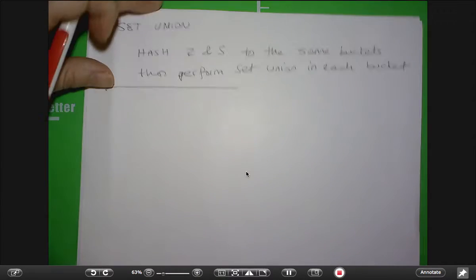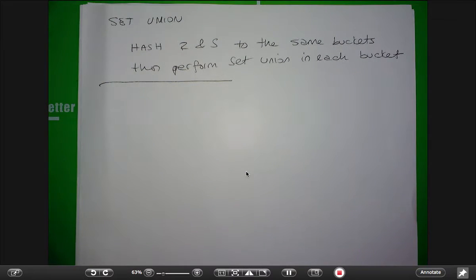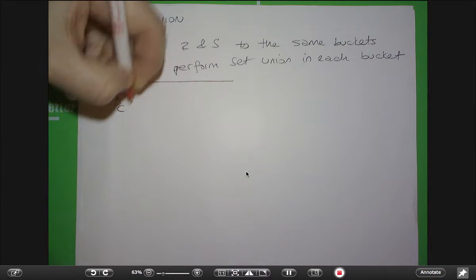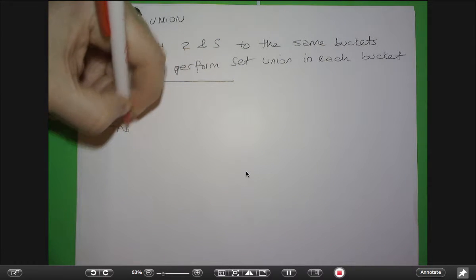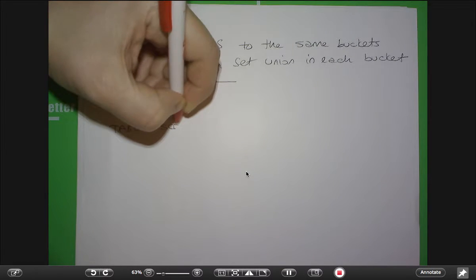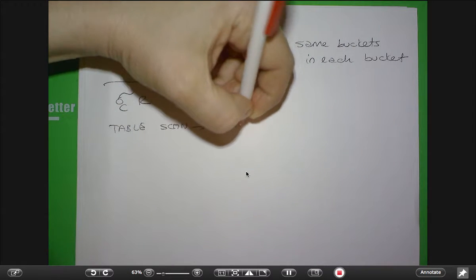All right, so anytime you have a selection condition, you can use table scan, which then the cost of this is pages of R.